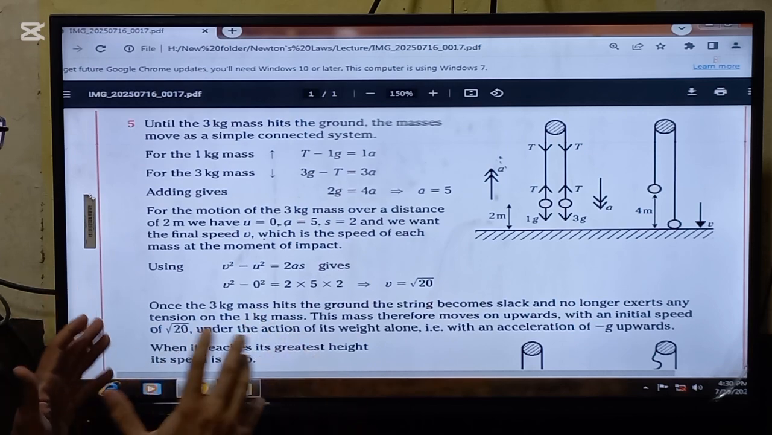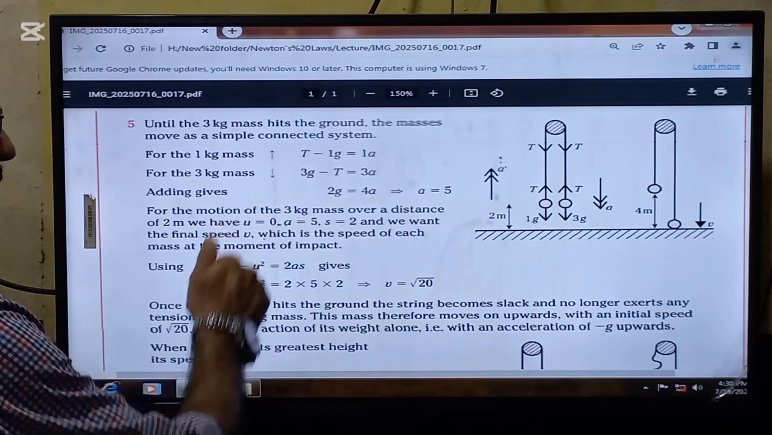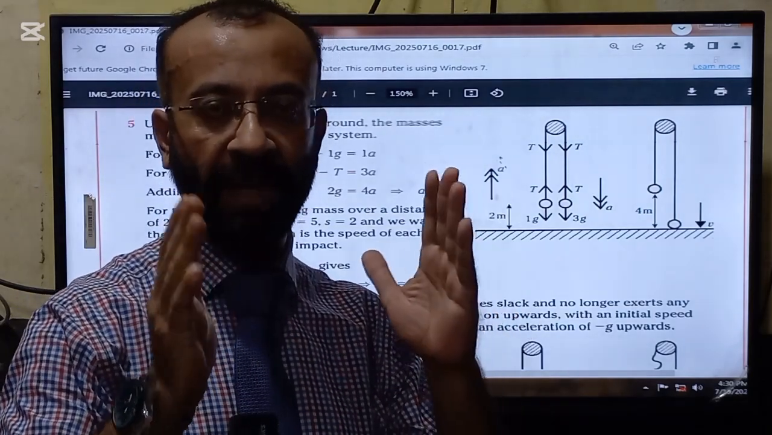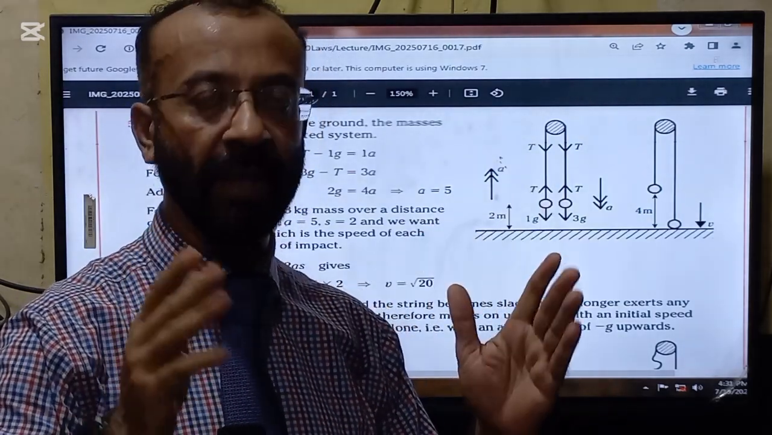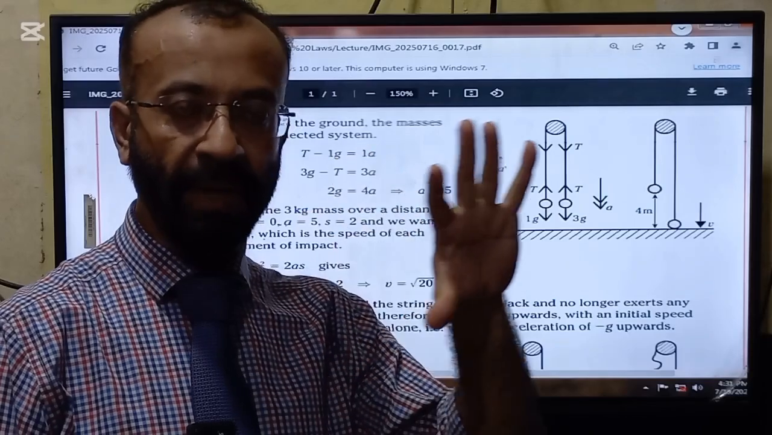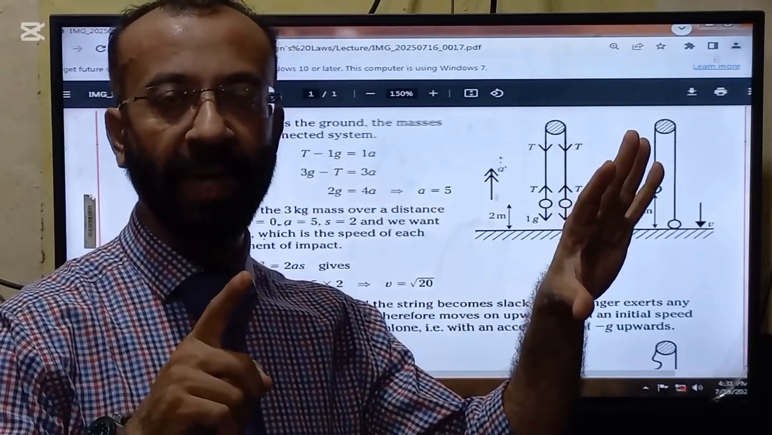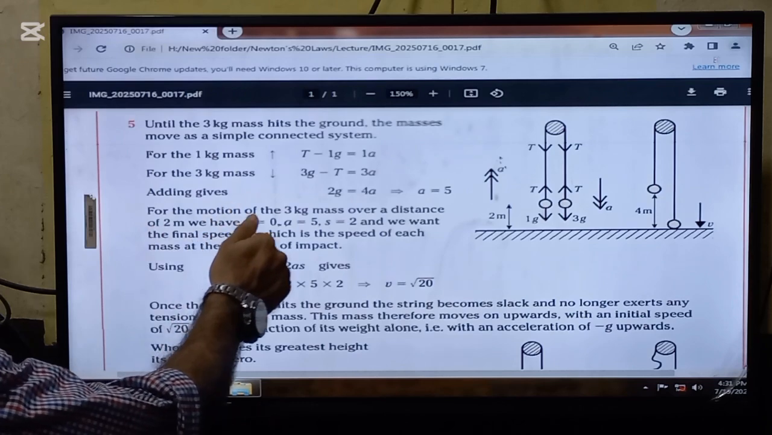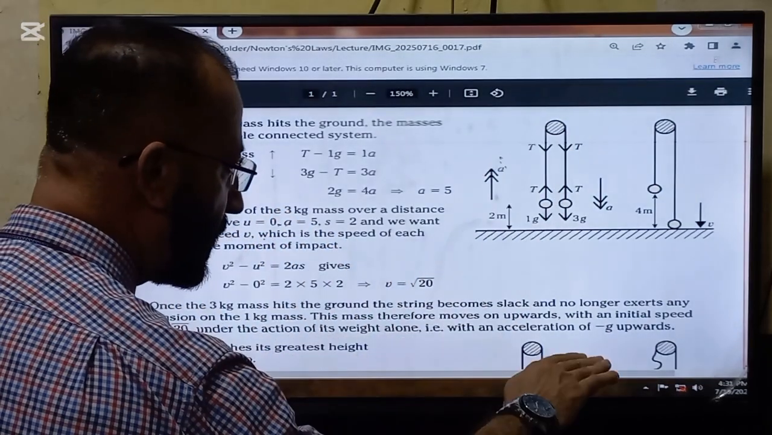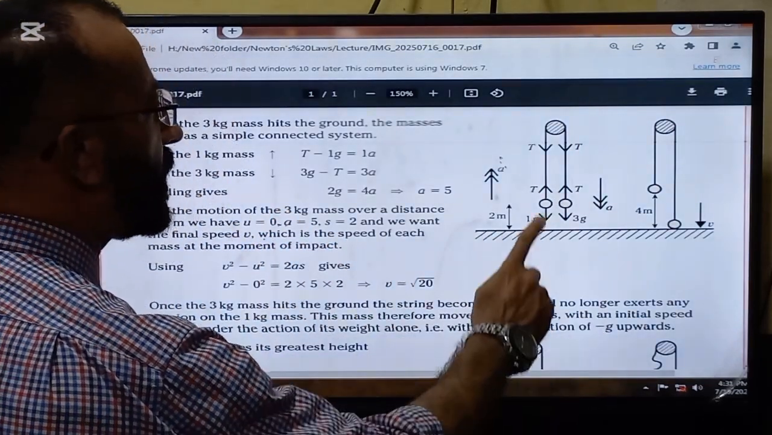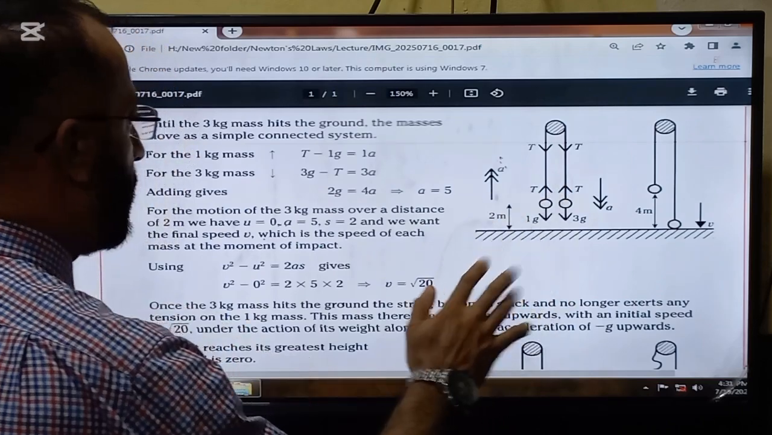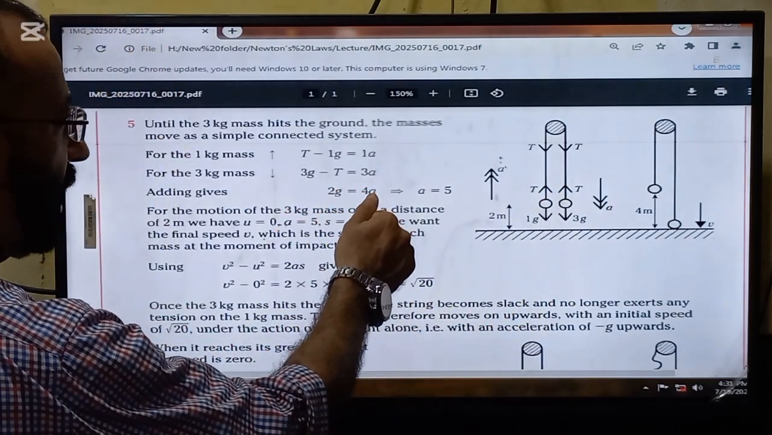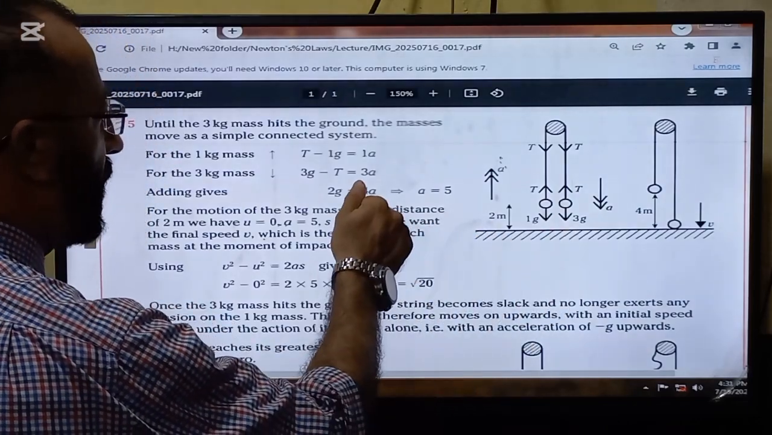Now the second mass is the 3 kg mass, because in this kind of question we discuss the particles as separate systems. First we discussed the 1 kg mass and now we are going to discuss the 3 kg mass. Because the 3 kg mass is going down, its weight will be greater than the tension. So 3g minus T will be the resultant force, equal to MA, and M is 3 kg.